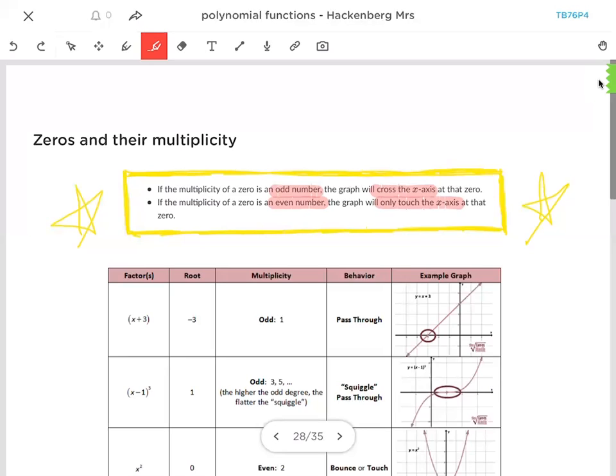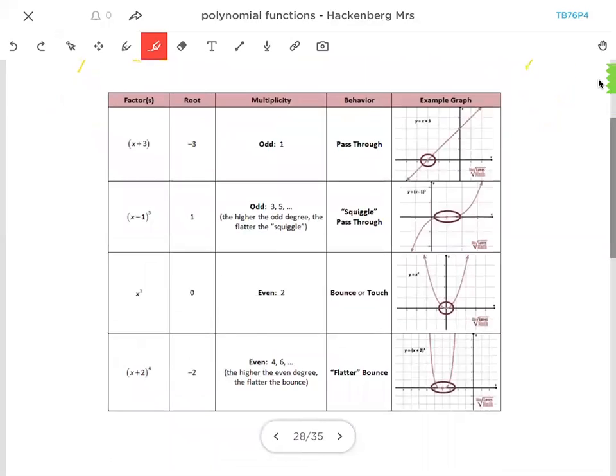Axis. And even multiplicity is just going to touch the x-axis. Okay, so for any of the distinct roots that we looked at, they could have odd or even multiplicity. Basically, I have some examples here that can help us understand that idea.